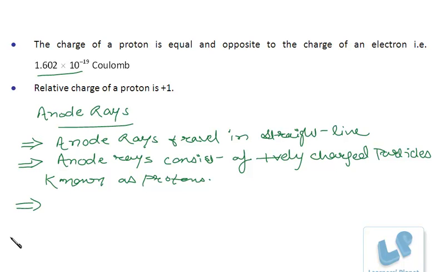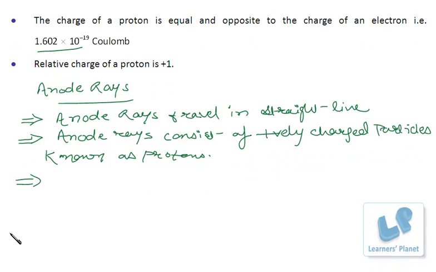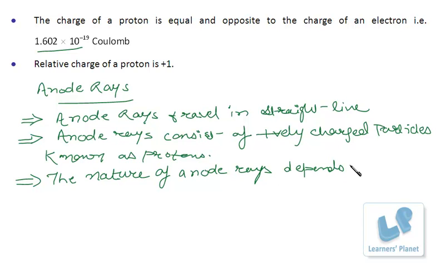Now, how are these anode rays produced? The cathode rays strike the atoms of the gases and knock out the electrons, and whatever is left is the proton. These are the important points, students. You should remember this: the nature of anode rays depends upon the gas enclosed in the discharge tube.